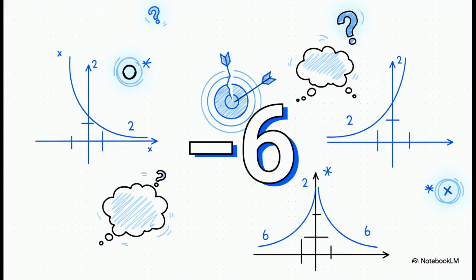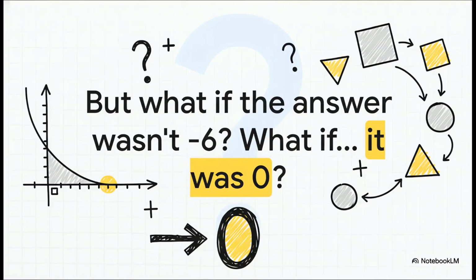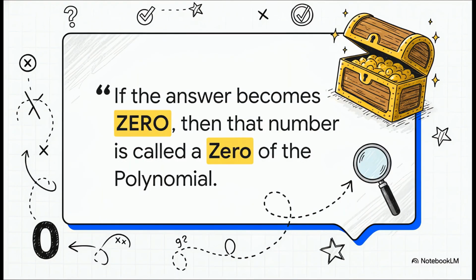The real hunt is for a much, much more interesting number. And this right here is where everything gets way more interesting. Because in the entire universe of polynomials, there is one magic number that we are always searching for. Forget -6 for a second. What if we plugged in a number for x, did the math, and the answer was 0? This is the bullseye. This is the whole point. When we find a number for x that makes the entire polynomial shrink down to 0, we found it. That special x value is called a 0 of the polynomial.